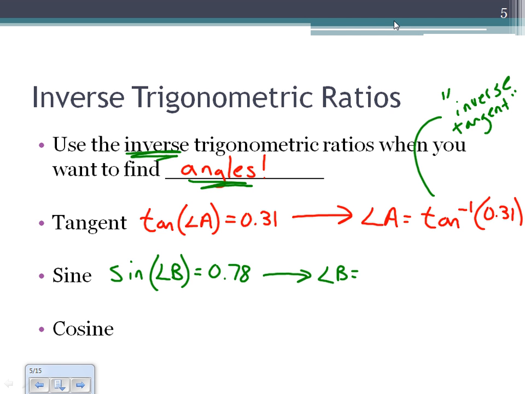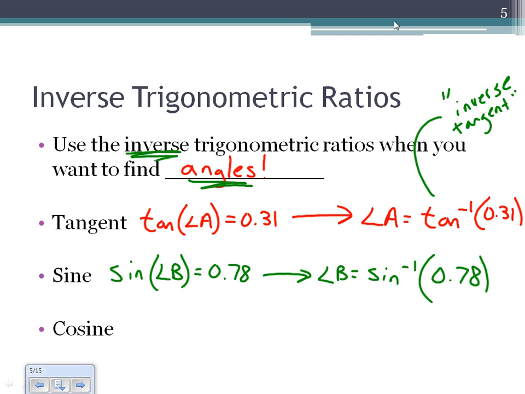Inverse sine, and I write that with the -1. So the inverse sine of, what moves into your parentheses then? 0.78. Okay, I know these can seem a bit magical right now. Stephanie, still with me? Can you do the last one?